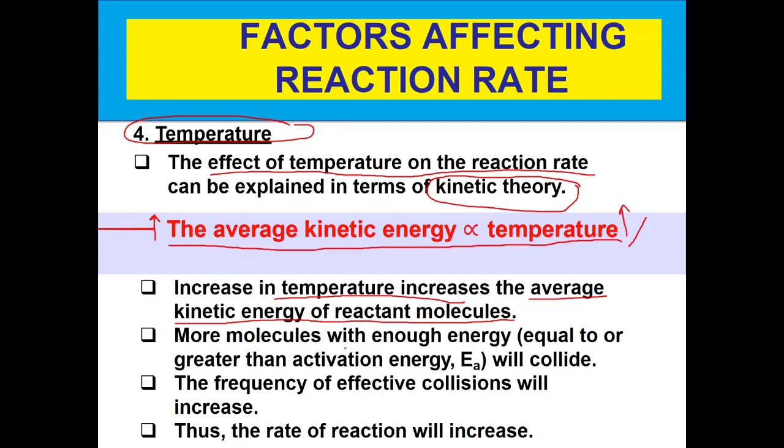Then more molecules with enough energy, equal to or greater than the activation energy, will collide. So that means KE is greater than or the same as EA. EA is activation energy and KE is kinetic energy. Then the frequency of effective collisions will increase, so the rate of reaction will increase.